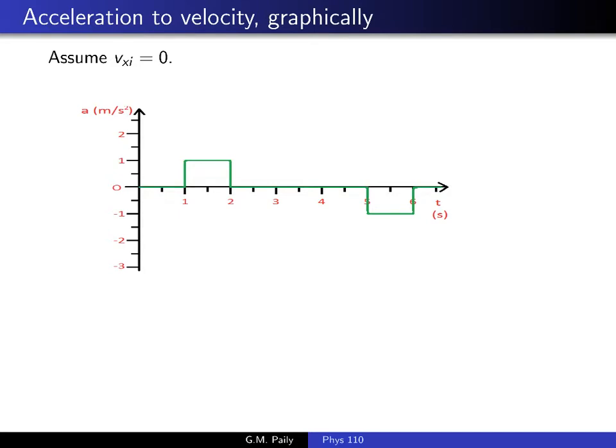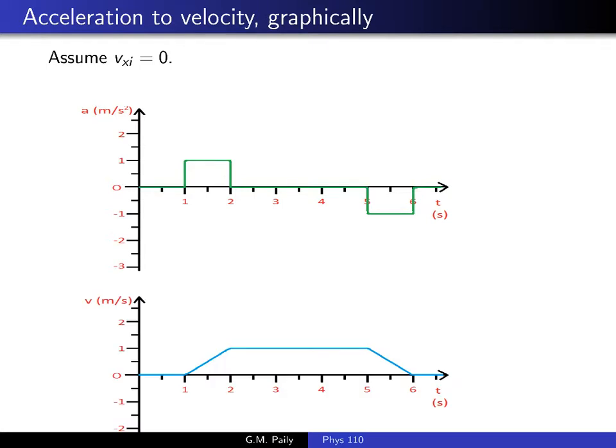For example, if we are given an a versus t graph that looks like this, which is mostly 0, but between 1 and 2 seconds there's a positive acceleration, and between 5 and 6 seconds there's a negative acceleration, then the corresponding v versus t graph will look like this. We have assumed that the initial velocity is 0. Then between 1 and 2 seconds we see that there's a positive constant acceleration, which means that there will be a positive constant slope in the v versus t graph.